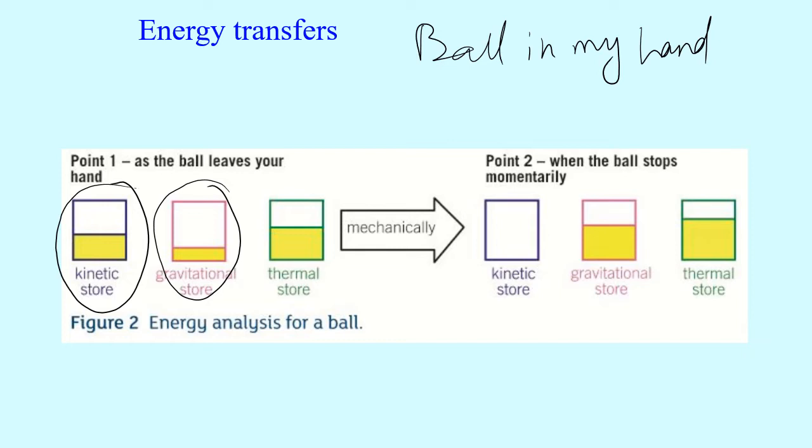So you can see the kinetic store, the gravitational store. And then everything will always have thermal energy, so its thermal energy store also has some energy in it. Then the ball starts to go up. As the ball is going up, what is happening?